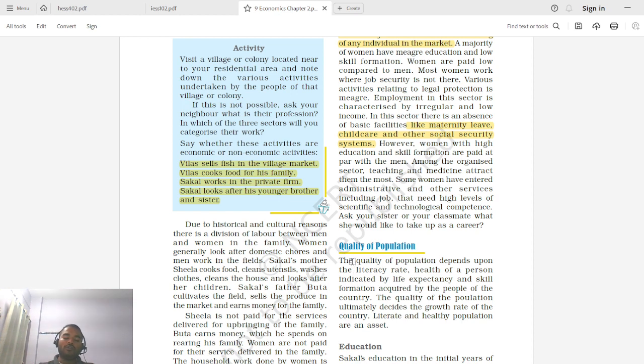So the quality of population means, out of the total population, how the population is categorized into different categories like health, literacy rate, life expectancy, and their skills. The quality of population ultimately decides the growth rate of the country. A literate and healthy population is an asset. After studying the quality of the population, we will come to know whether a country will progress positively or negatively.